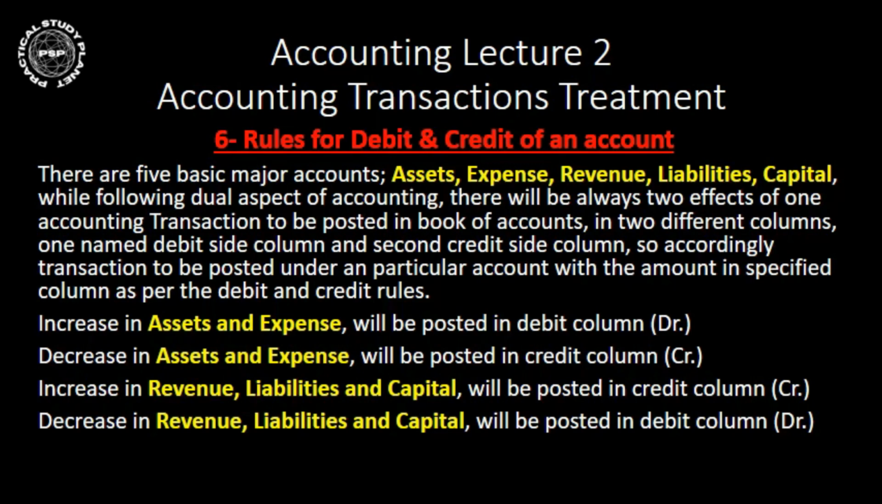An increase in assets and expense accounts will be posted in the debit column, short form DR. A decrease in assets and expense will be posted in the credit column, CR. In the same way, an increase in revenue, liabilities and capital will be posted in the credit column, CR. A decrease in revenue, liabilities and capital will be posted in the debit column, DR.